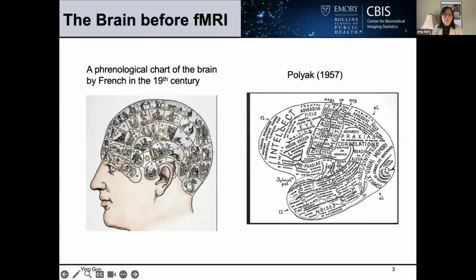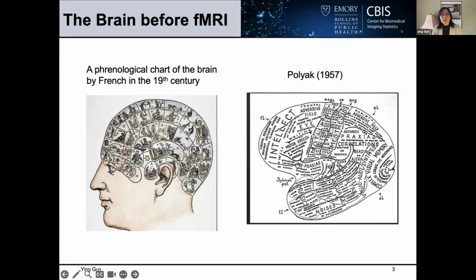Okay, so before fMRI, people were already very intrigued by brain functions. So here are some early understandings of brain activities and localized brain functions. The information back then was mainly derived from some lesion studies, by looking at people who had a stroke and seeing what kind of function was affected, or through postmortem brain studies.